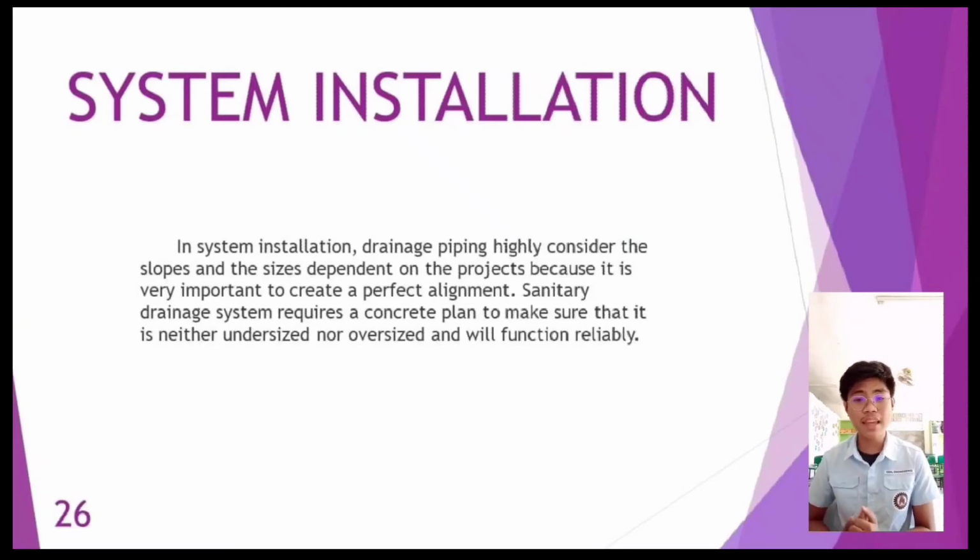Tsaka, isa pa importante ay yung pagkasunod-sunod ng pipes na gagamitin mo. Kailangan perfect yung alignment. Hindi pwede na dito sa una, malaking pipes yung ilalagay mo. Sa pangalawa, maliit. Hindi yun magiging align sa isa't isa. Pwedeng magkaroon ng leaks sa mga pipes. Sanitary drainage system requires a concrete plan to make sure that it is neither undersized nor oversized and will function reliably. So yun nga, gaya ng sabi ko kanina, dapat natin i-consider yung size depende sa project na gagawin natin. Kailangan din ng concrete plan kasi nga mahal din yung pagpapagawa ng ganito tsaka yung mga gamit na gagamitin kung paulit-ulit na gagawin. So kailangan ng concrete plan sa system installation.